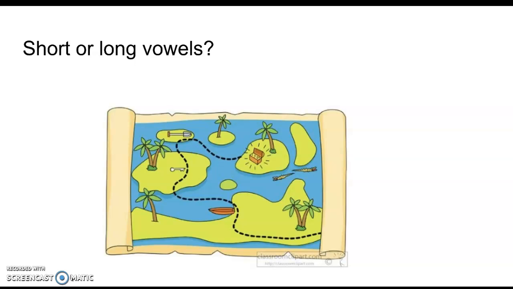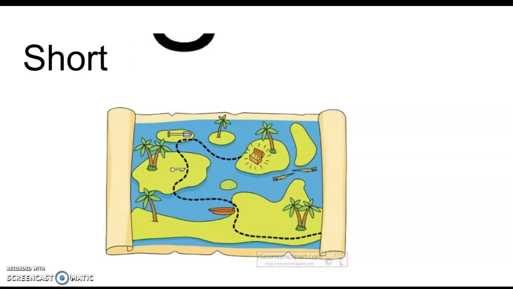It's map. We can stretch the sounds using our hands and think about what sound is it? M, a, p. What vowel do you hear? A. What letter says A? It's A, but is it the short sound or is it the long sound? If you said short, you are correct. A is A's short sound.